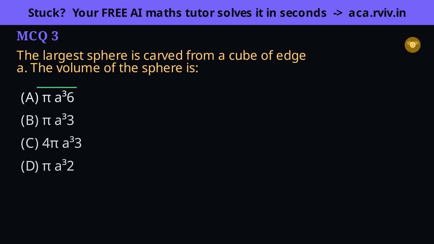Cubing a over 2 gives a cubed over 8. Students often forget the 8, so we have 4/3 times pi times a cubed over 8, and 4 over 3 over 8 simplifies to 1 over 6. That's pi a cubed over 6, option A. The trap option, 4/3 pi a cubed, is what you'd get if you used the whole edge as the radius instead of half. The other options come from mistakes in cubing.